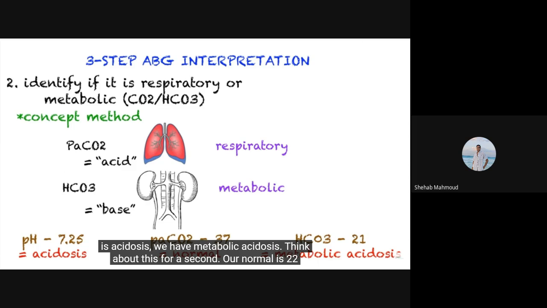Think about this for a second. Our normal is 22 to 26. We don't have enough base in our blood. That means our blood is more on the acidic side. So metabolic acidosis does make sense.